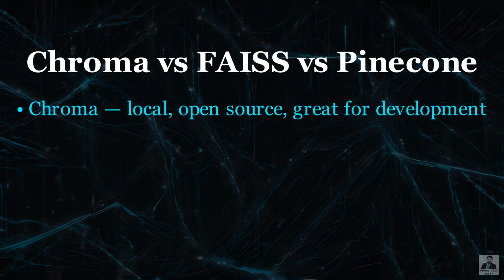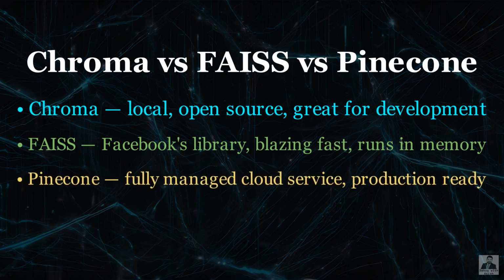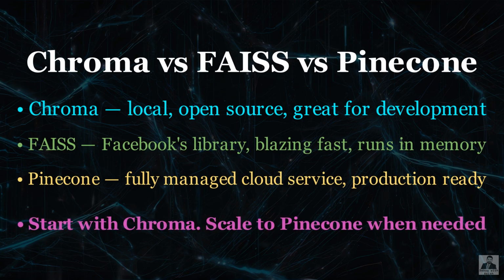The 3 most common options are Chroma, FAISS, and Pinecone. Chroma is open source, runs locally, and is the easiest to set up. It is perfect for learning and development. FAISS is a library from Facebook that is extremely fast and runs entirely in memory. It is great when you need raw speed and are comfortable managing infrastructure. Pinecone is a fully managed cloud service. You do not run anything yourself. It is the easiest path to production, but it does cost money.